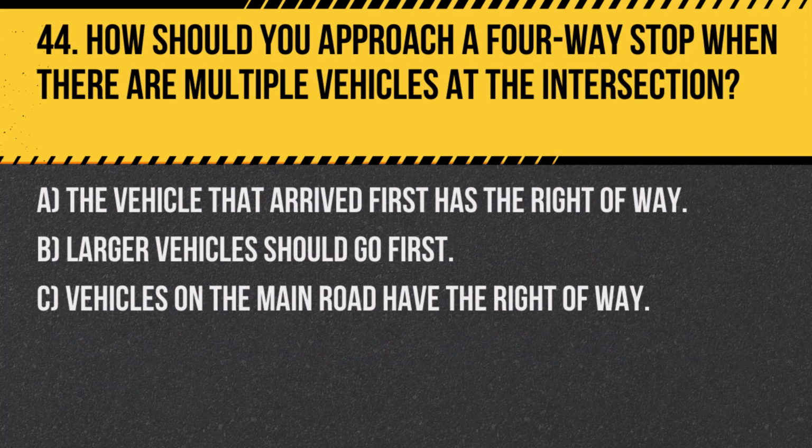Question 44. How should you approach a four-way stop when there are multiple vehicles at the intersection? A. The vehicle that arrived first has the right of way. B. Larger vehicles should go first. C. Vehicles on the main road have the right of way.